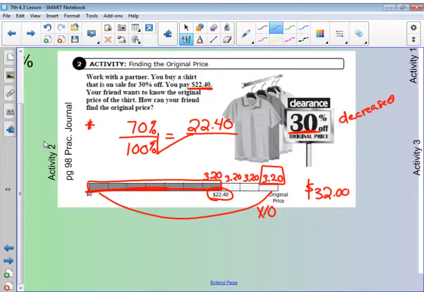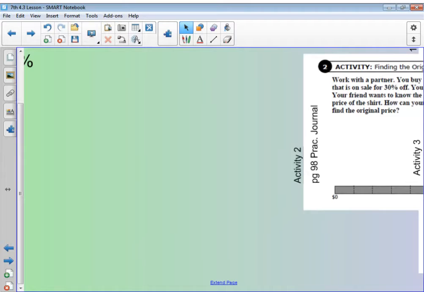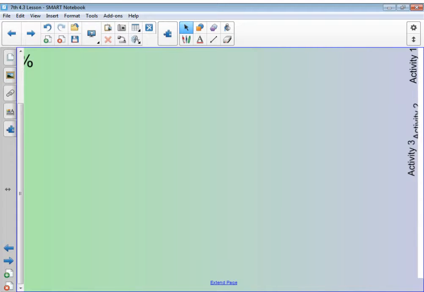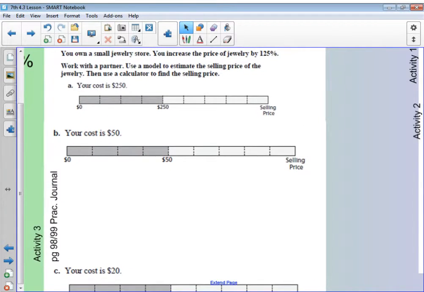Okay, so let's go ahead and move on to activity 3. So that's working with finding an original price. Or we could have worked off of another thing: $22.40 is 70% of what number, if you like to set it up that way, but I know a lot of kids struggle with that wording. Okay, so activity 3, this is on pages 98 and 99.